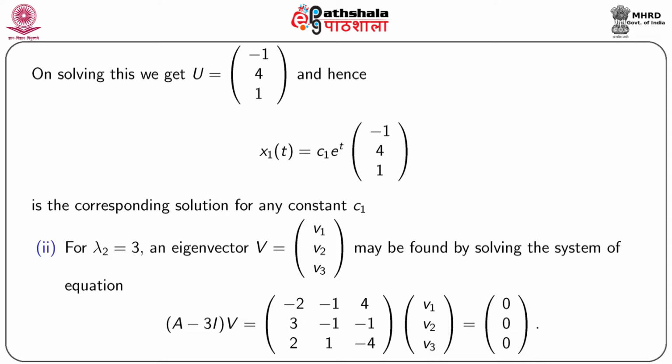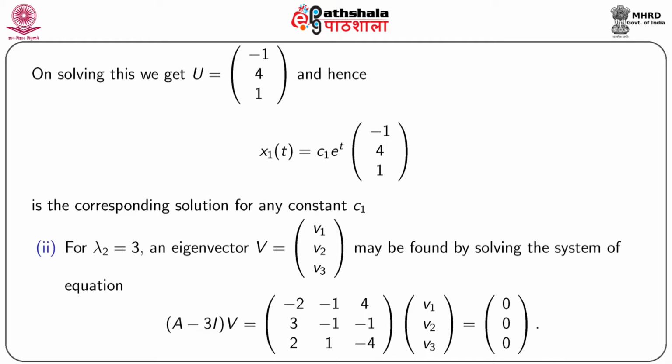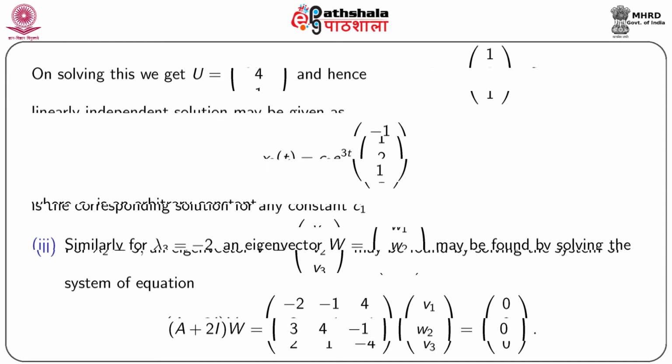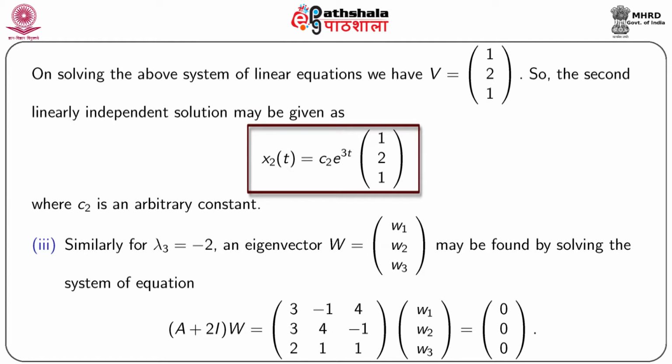And hence we say x1 t is equal to c1 e to the power t minus 1, 4, 1 is the corresponding solution for any constant c1. In the similar manner, for lambda 2 equal to 3, we get the eigenvector in the form A minus 3 I into v is equal to 0. Again we will get 3 equations if you multiply this and equate each of them to 0. Solving those 3 equations, we will get v equal to 1, 2, 1 as one of the solutions, and we can conclude that the second linearly independent solution is given by x2 t is equal to c2 e to the power 3t 1, 2, 1, where c2 is an arbitrary constant.